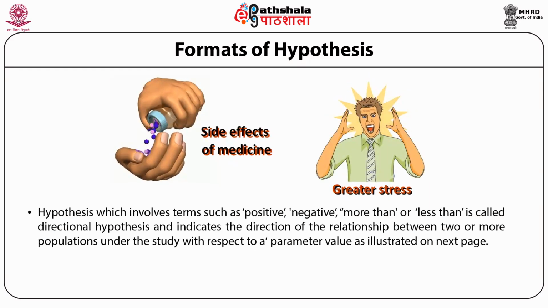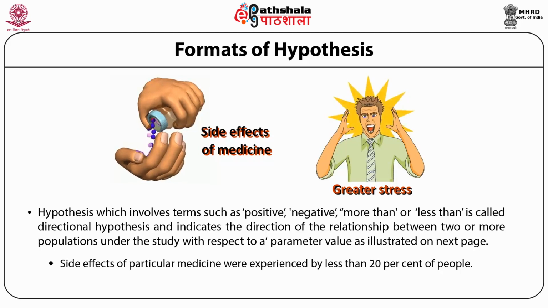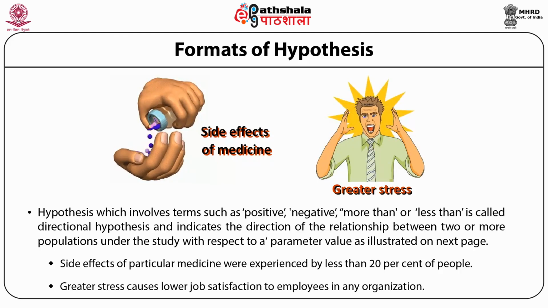A hypothesis which involves terms such as positive, negative, more than, or less than is called a directional hypothesis. This is another type of hypothesis that we are discussing, other than the if-then hypothesis, and it indicates the direction of the relationship between two or more populations under study with respect to a parameter value, as illustrated on this next page. For example, side effects of a particular medicine were experienced by less than 20% of people. The second example reads: greater stress causes lower job satisfaction to employees in any organization.